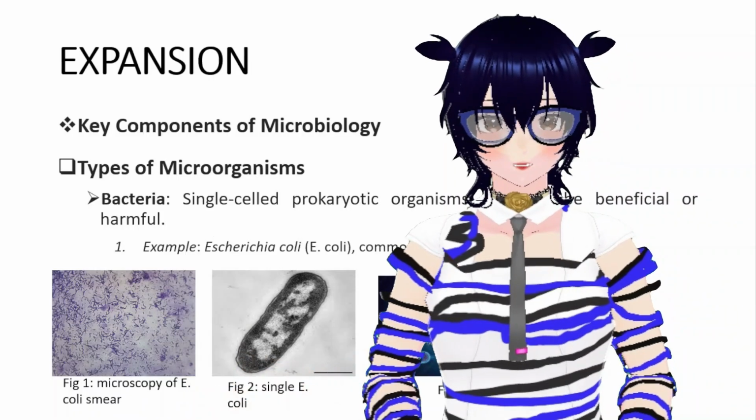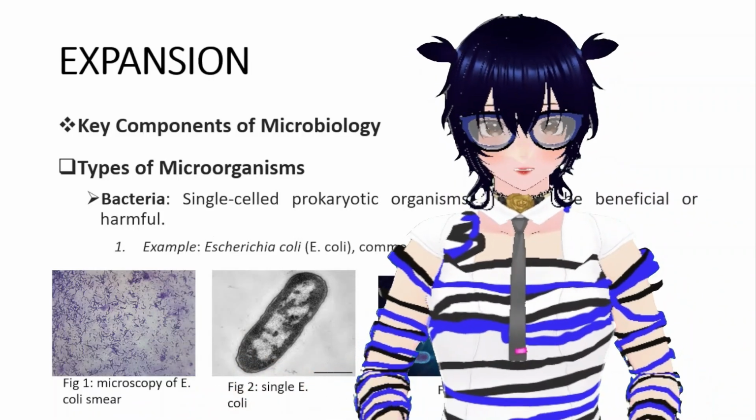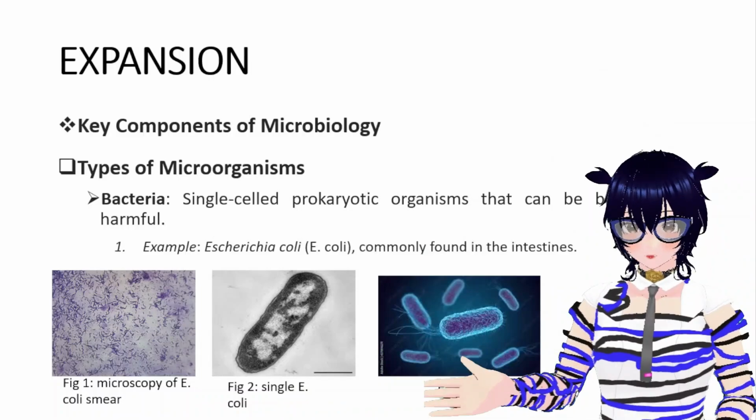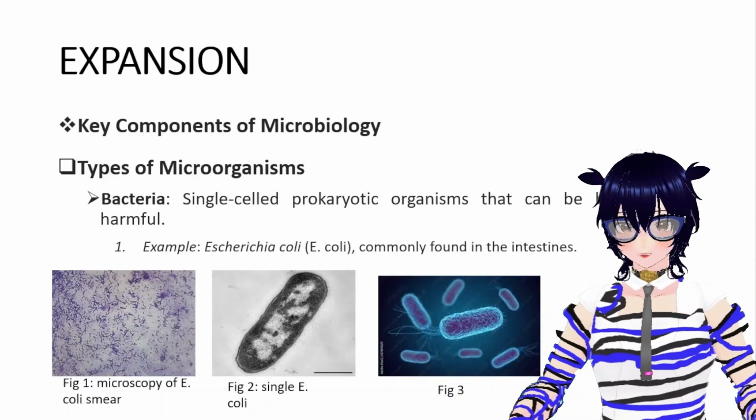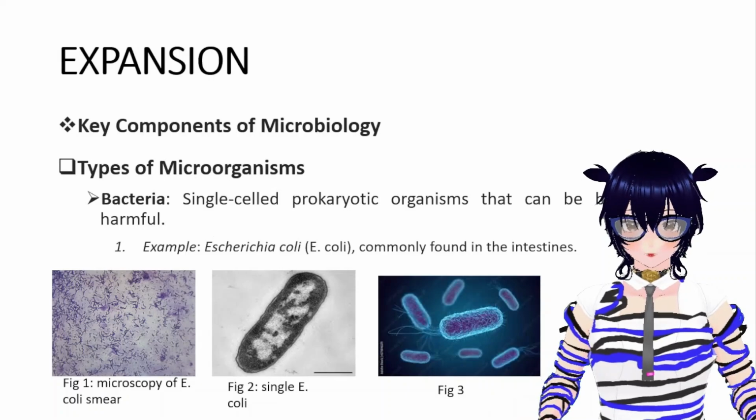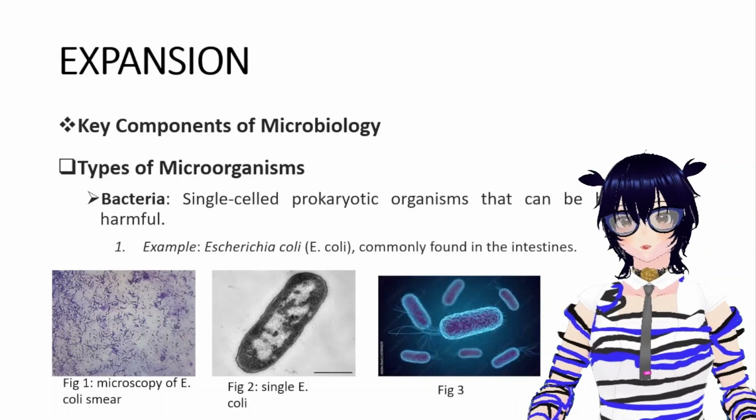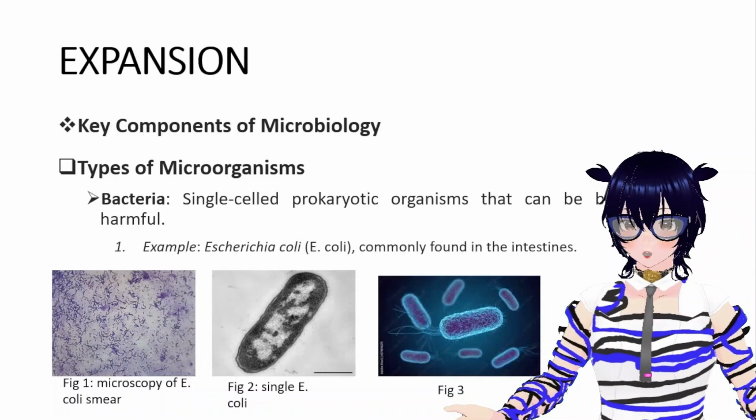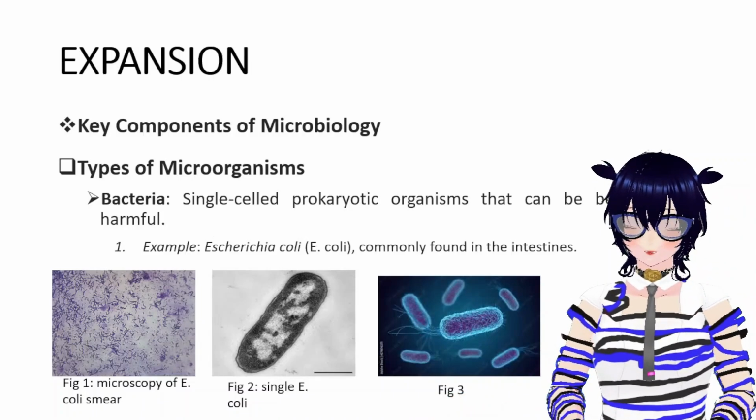You have to remember that everything you see has been viewed under a microscope. The first two photographs are microscopic pictures, and the other one is an animation. This is how E. coli looks. Bacteria come in multiple shapes, like spheres, and other common shapes.